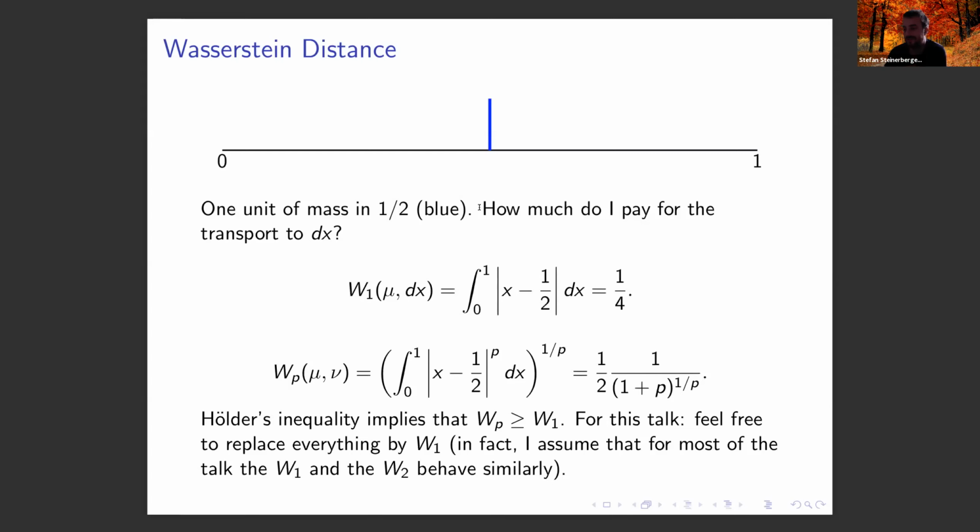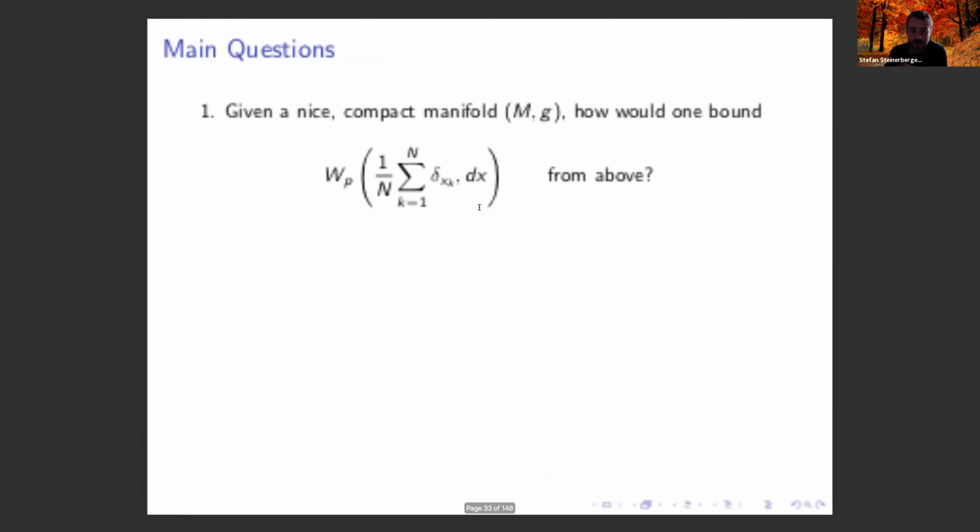And for this talk, replace everything by W1 or W2. So most things will be W2, but W1 is the actual physical cost. And I think it's a very interesting notion. And maybe it's that sort of, to get an intuition, that's a nice thing to have in your mind.